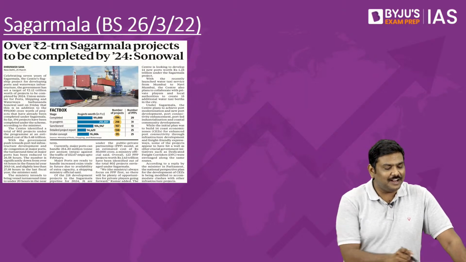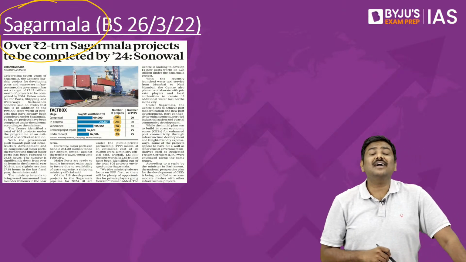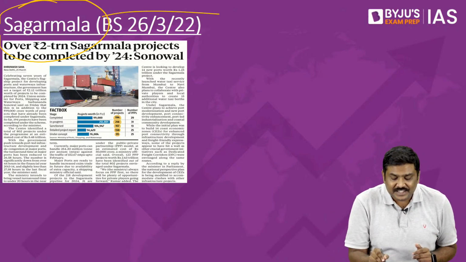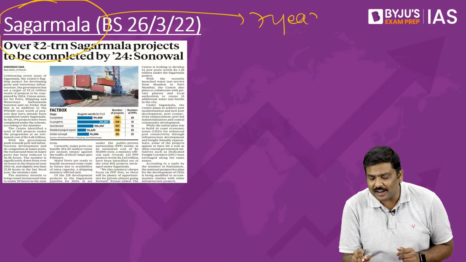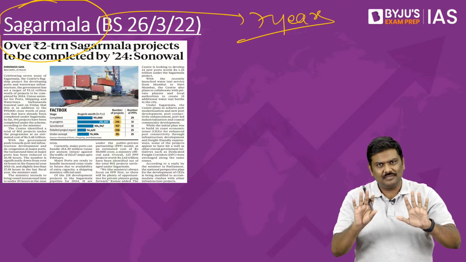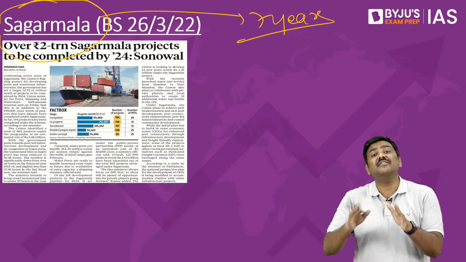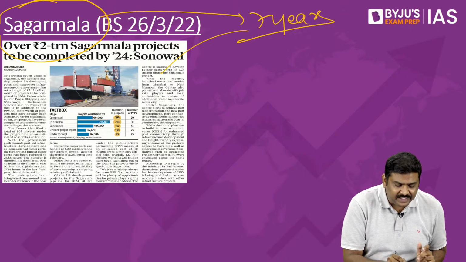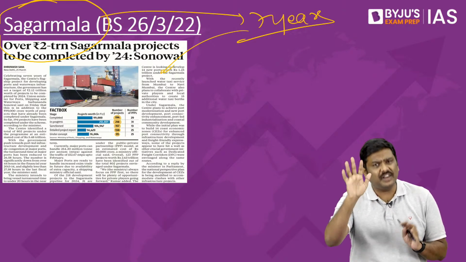Let me go to the next article. One more scheme, the Sagarmala scheme. Now very recently the Government of India celebrated 7 years of Sagarmala, which essentially means it was implemented from 2015. Done? So we have celebrated 7 years of Sagarmala. Now what are the important points? If you read the article, nothing much important is given in the article.